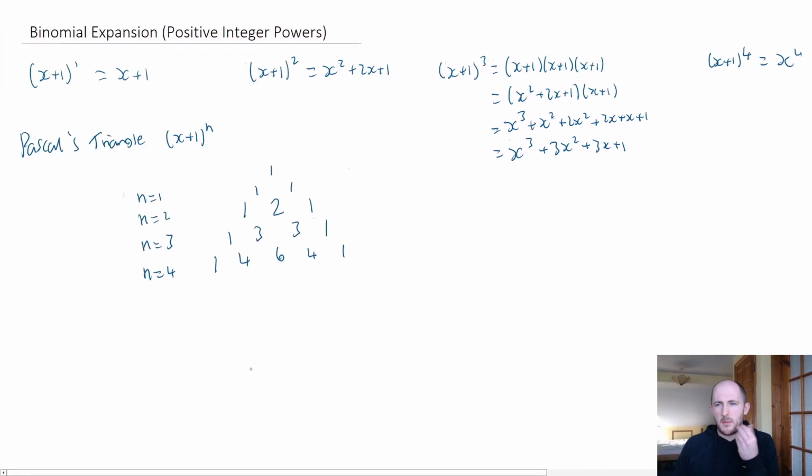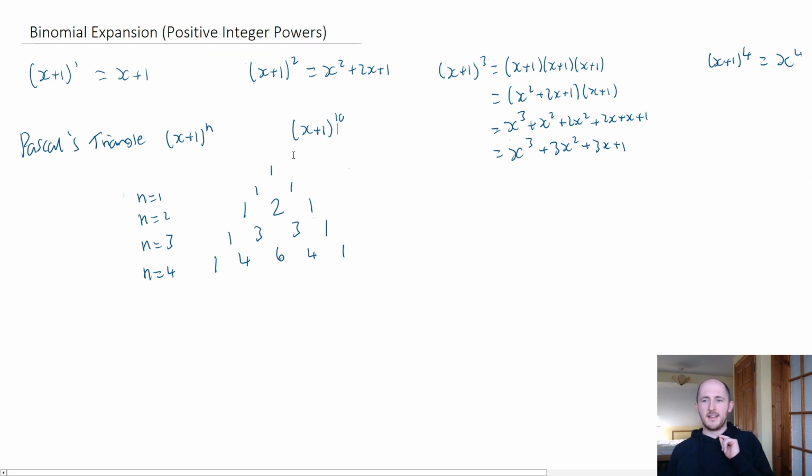Okay, but then what if I had something like x plus 1 to the power of 10? Could you see writing out all these numbers all the way to n equals 10 is going to make me want to die? It's too tricky. Or at least it's too long, right? It's not tricky. Adding numbers is nice and easy for us, but it's going to take us a really long time. So is there yet another way?